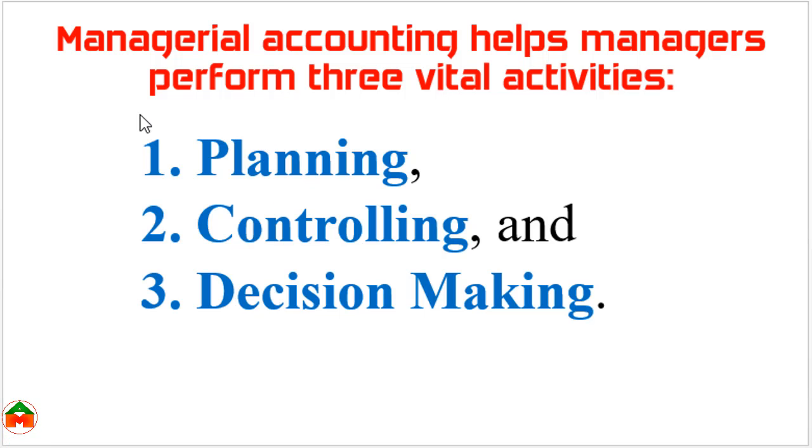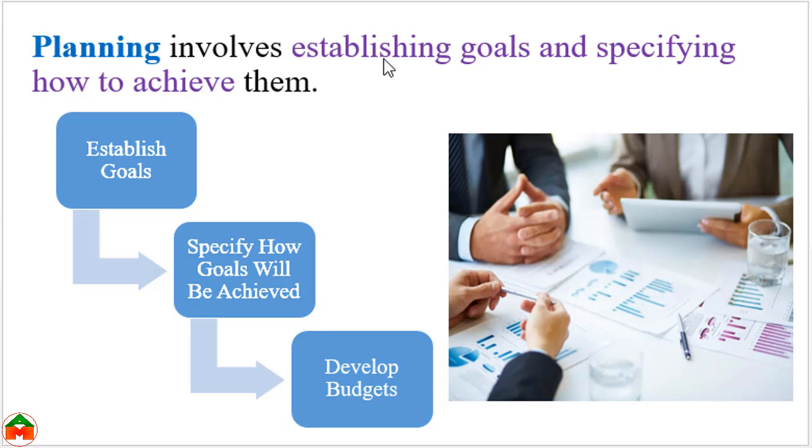As we have learned in the previous slide, managerial accounting helps managers perform three vital activities: planning, controlling and decision making. In planning, we have to establish the goals. Then we have to specify how to achieve those goals. That means in the first stage of planning, the managers should establish the goals. Then they should specify how the goals will be achieved. Then there should be budgets. Budget is a quantitative form of planning. In the budgets, we plan using the numbers, or in budget, we show the plan in quantitative form.